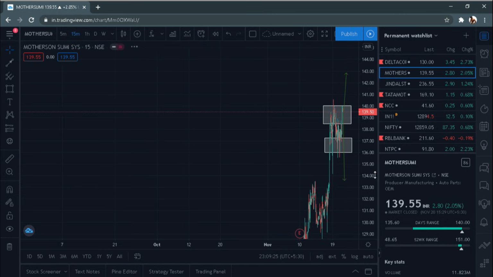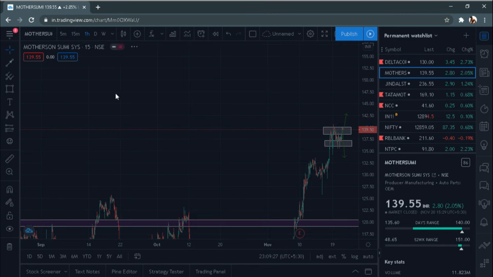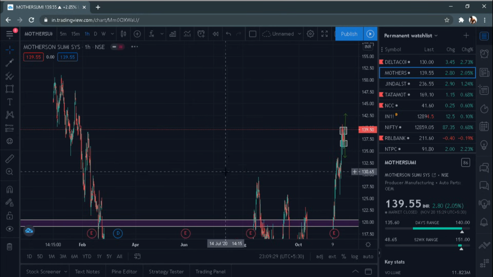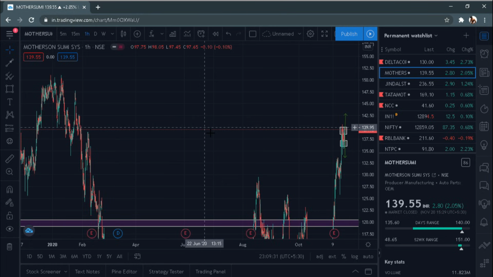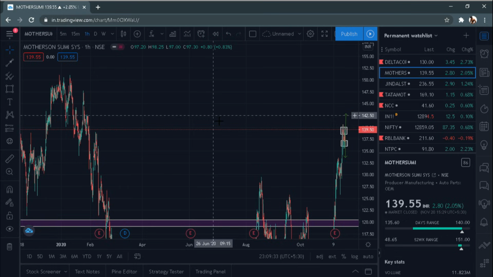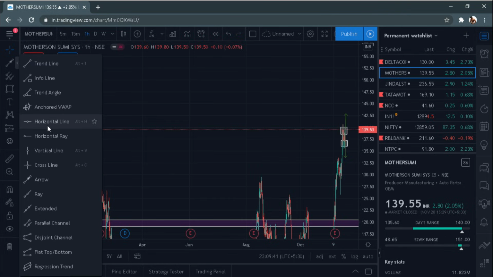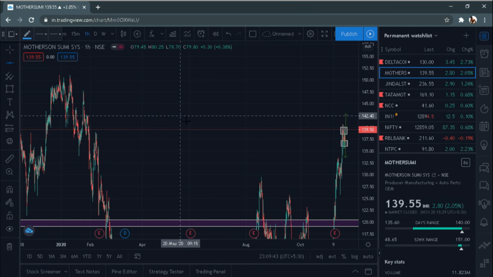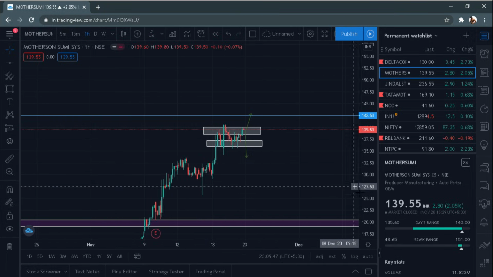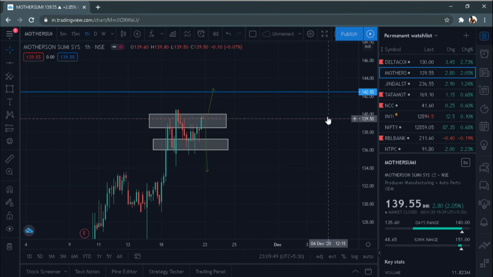If we cannot see any targets above in the current chart, you can just switch to a higher time frame. I will switch to the 1 hour time frame, and you can see the previous charts. The next resistance looks like 142.5, so I will mark this as a horizontal line. 142.5 will be my next target if Motherson Sumi Industries breaks 140 rupees. So this was the analysis for Motherson Sumi.